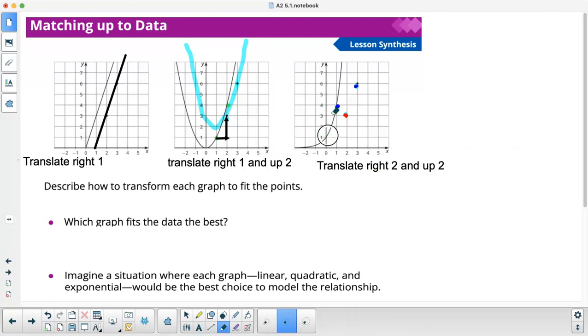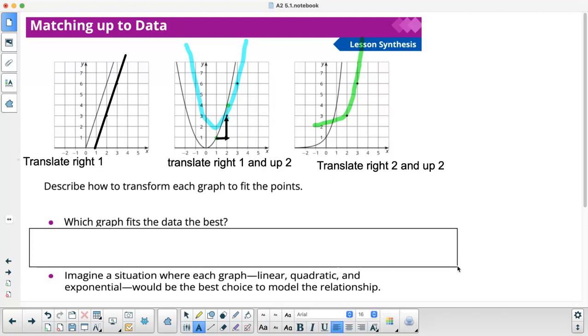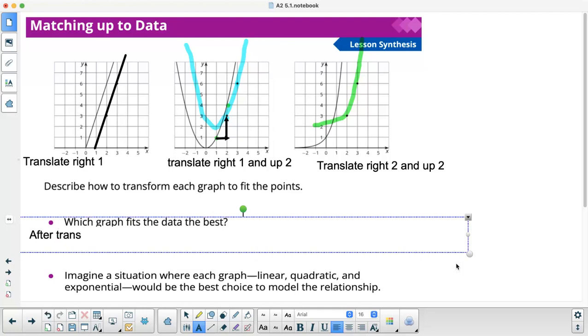All right, so let me highlight this and we'll try it. All right, so I'm going to move this point right 2, up 2, and it looks like it went through. Okay, so which graph fits the data best? I would say after we transform them, all three fit perfectly. Okay.